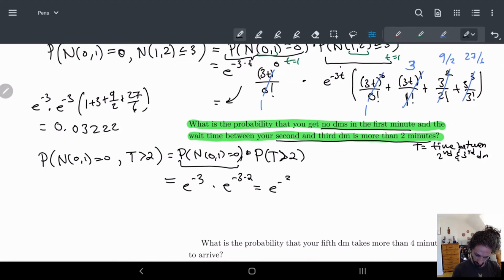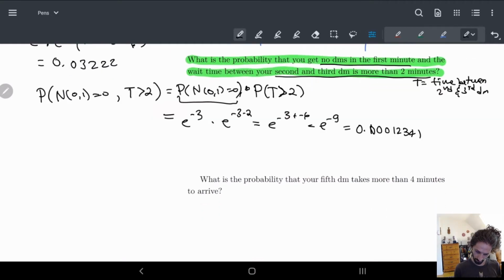So let me quickly add these two: -6 and -3 give e to the -9, and with a calculator, this will give me 0.0001234. So a fairly small number.